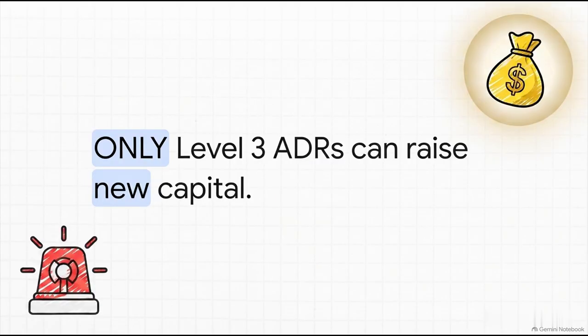And that brings us to another huge exam trap. Let me repeat this because it is absolutely crucial. Only Level 3 ADRs can raise new capital through a public offering in the U.S. Levels 1 and 2 only trade existing shares. The test makers love to bait you with a scenario where a Level 2 ADR tries to raise new money. Do not fall for it.